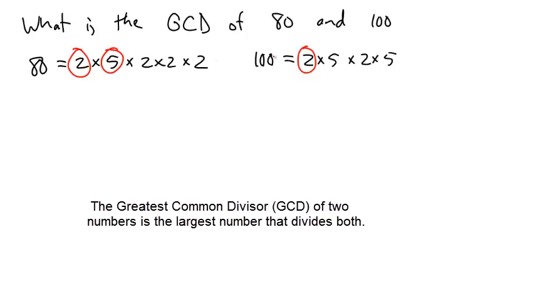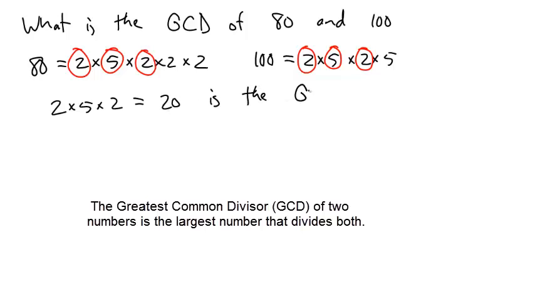They also have a 5 in common. 2 times 5 is 10. Both 80 and 100 can be divided by 10. Still not the greatest common divisor because there's also another 2 in both. But that's it. This one has a 5. This has no 5s to share with it. So 2 times 5 times 2, which is what? 10 times 2, 20, is the GCD, the greatest common divisor.